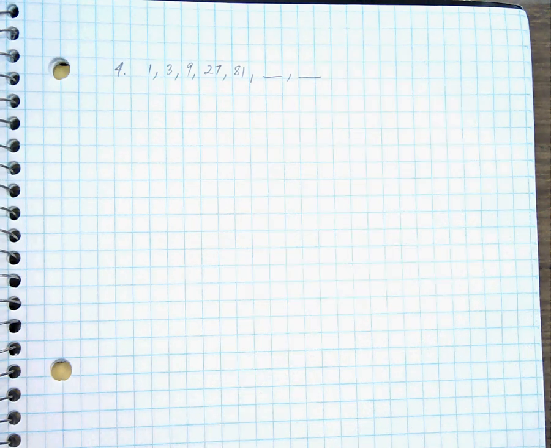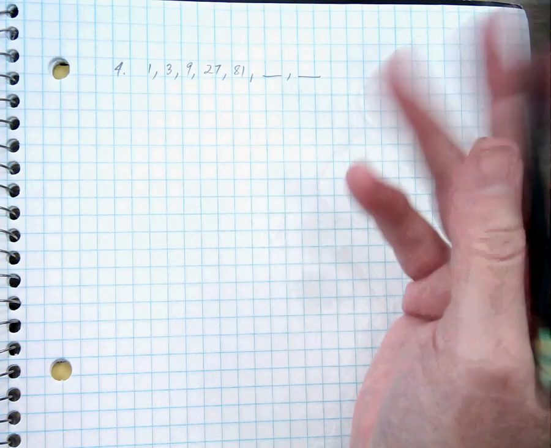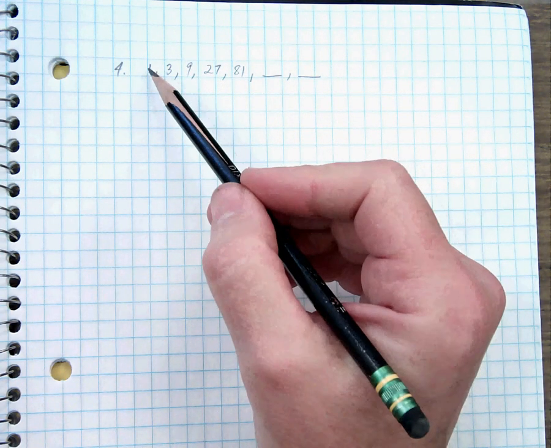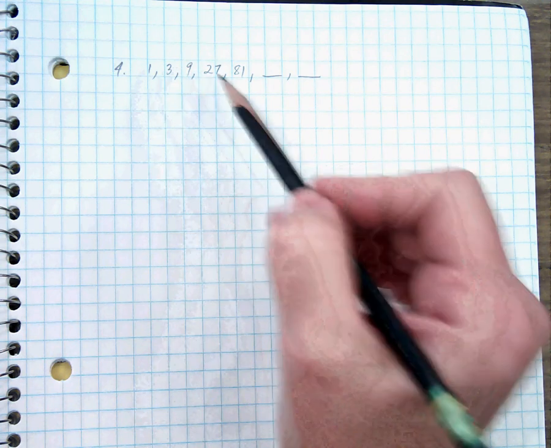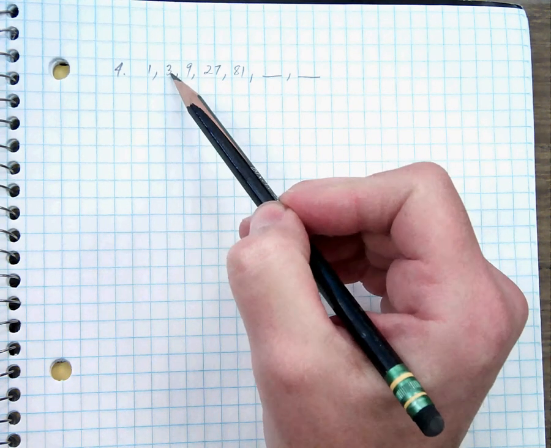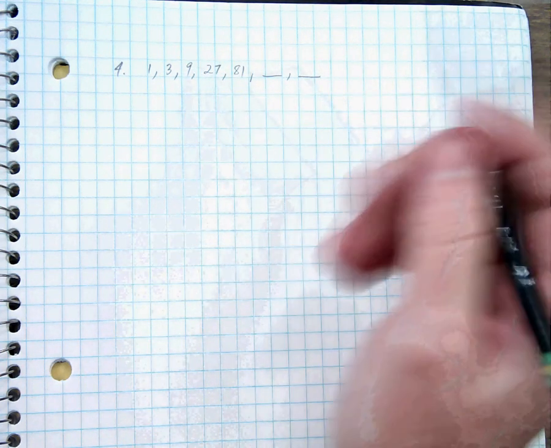Alright, so what's going on here? If you were trying to approach this problem, you might first look at, are we adding the same number every time? And clearly we're not. You add 2 to get 3, but then you have to add 6 to get 9. So we're not adding the same number every time.